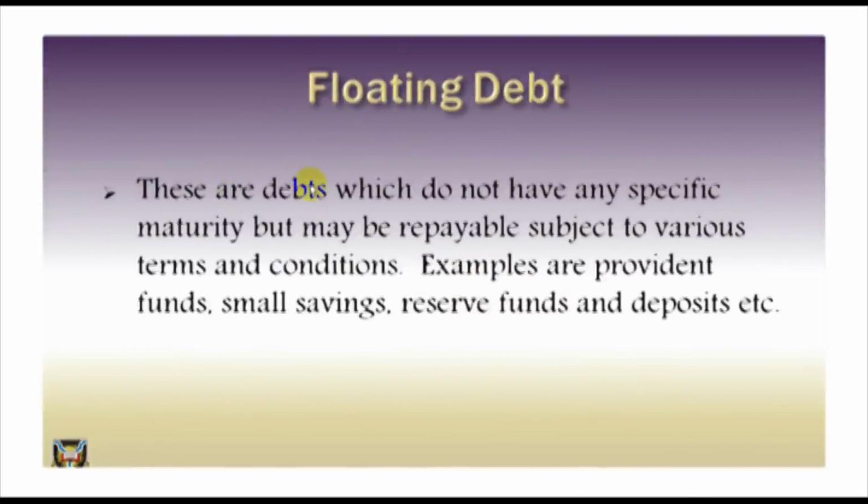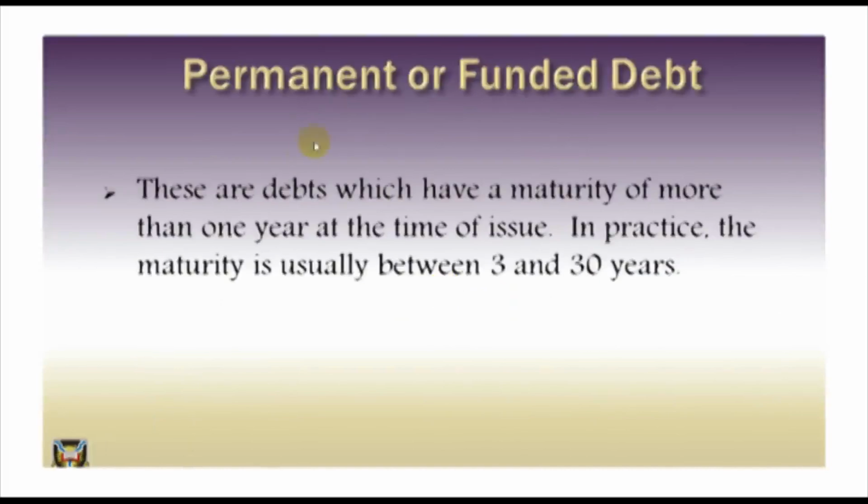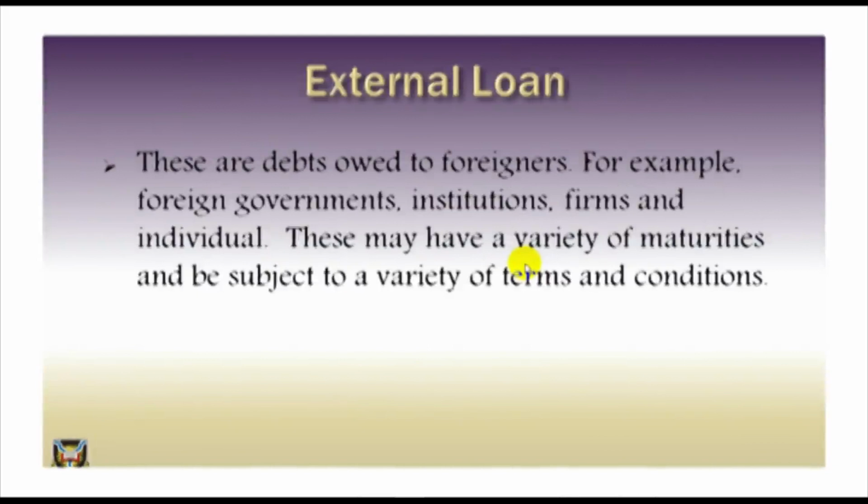B. Floating debt. These are debts which do not have any specific maturity but may be repayable subject to various terms and conditions. Examples are provident funds, small savings, reserve funds, and deposits. C. Permanent or funded debt. These are debts which have a maturity of more than 1 year at the time of issue. In practice, the maturity is usually between 3 and 30 years. Some of the loans may not be terminable, such that government pays the interest on such debt without ever repaying the principal.